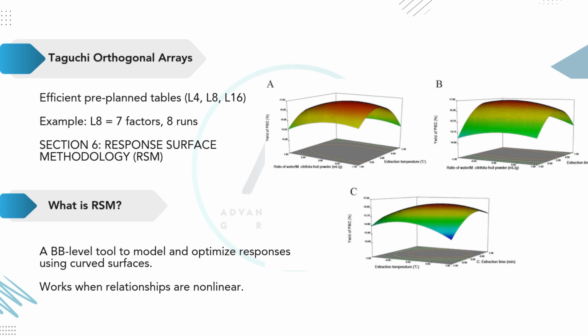Graphs B and C show other combinations of variables, all highlighting how response surfaces can guide us to the optimal set of conditions. In summary, while Taguchi helps us screen and plan efficiently, RSM allows us to fine-tune and optimize when relationships are not straight lines but curves, which is often the case in real-world processes.